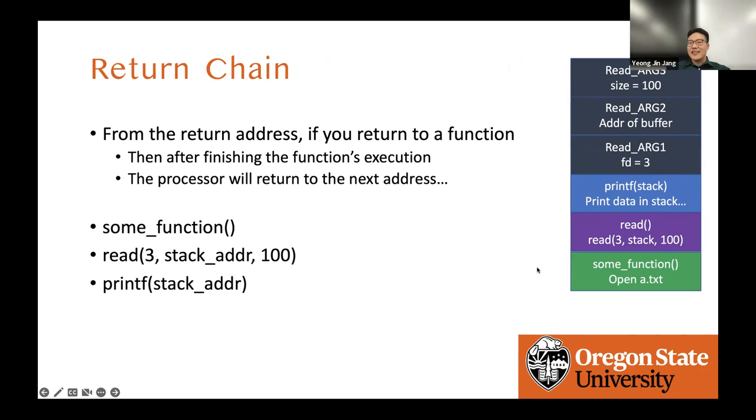So the constraint is that the first function call does not have any argument. And the second function call's second argument is the same as the third function call's first argument. Yeah. So this challenge is designed to be like this. That's why you can call three functions as a chain.